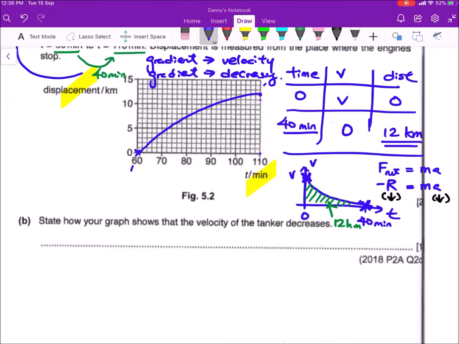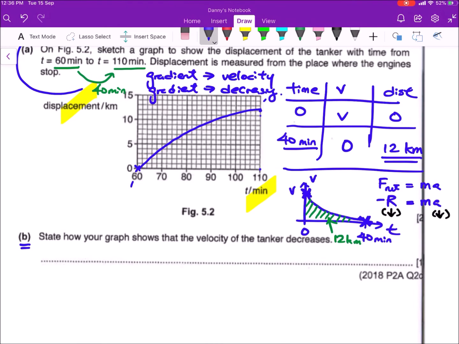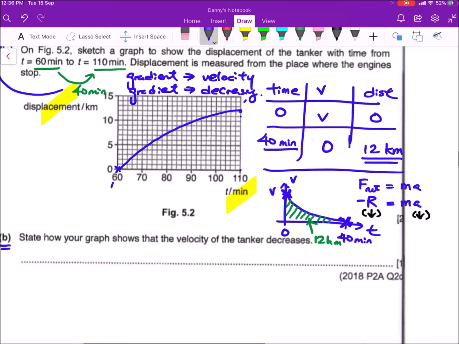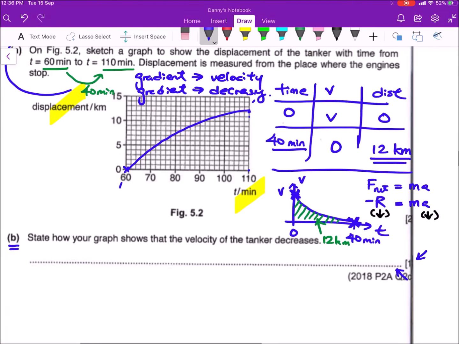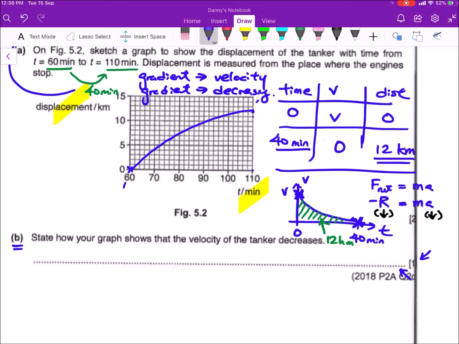Okay, then after that, you have to answer part B. How does your graph show that the velocity of the tanker is dropping? Well, very easy, right? We have already answered that. As you can see down here, Cambridge only gives 1 mark and it is one answer line. So they would expect a to-the-point answer that is direct and you do not need to over answer. Do not just write a lot, just answer to the point.